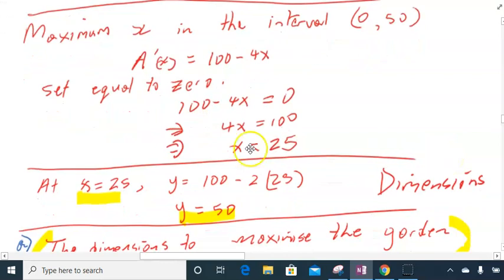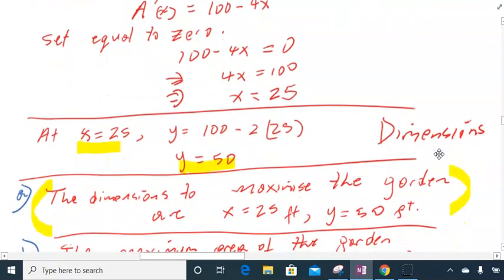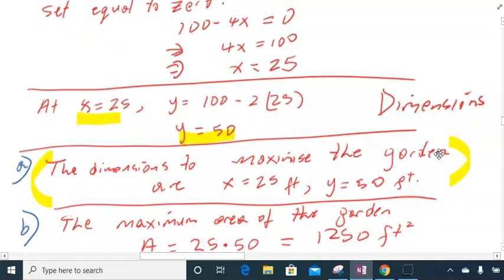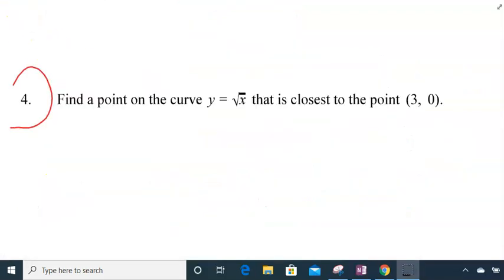And with x equal 25, plug it into your function with y and x to solve for y. So y will be equal to 100 minus 2 times 25. So y will be equal to 50. And so your x and y will be what we call your dimensions, your length and width of your rectangle. So the dimensions to maximize the garden are x equals 25 feet and y is equal to 50 feet. And then the maximum area of the garden will be 25 times 50. That'd be 1250 square feet.